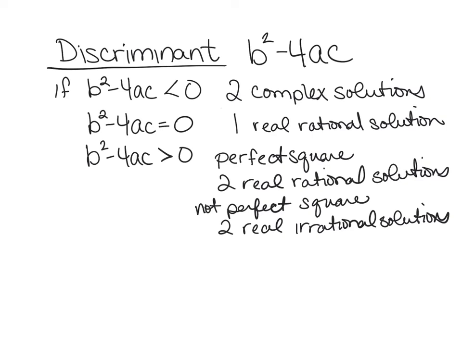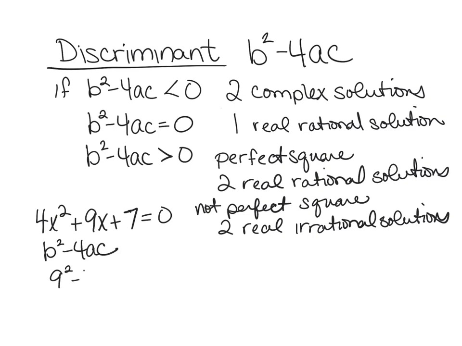So let's look at an example. I'm just making something up. 4x squared plus 9x plus 7. So the discriminant is just the b squared minus 4ac part. So that's 9 squared minus 4 times a, which is 4, times c, which is 7. So here we have 81 minus 16 times 7. I'll do a little work on that one.